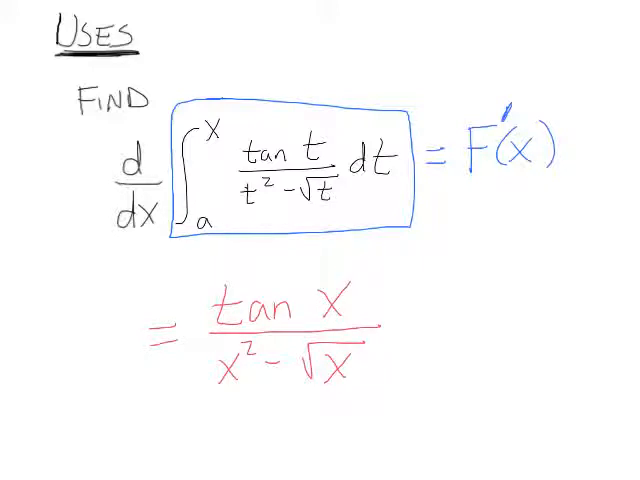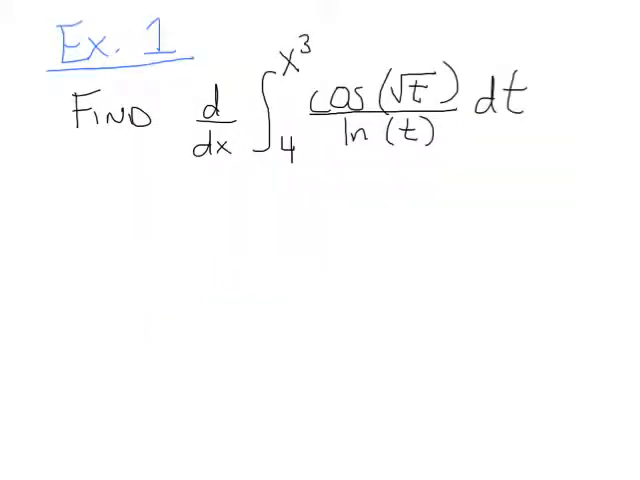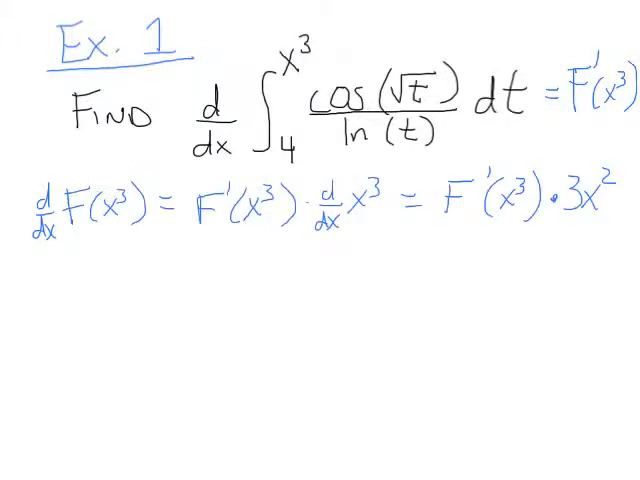Looking at another example, example 1, we notice that we actually have x cubed at the top. So this is a case where this is equal to big F prime of x cubed. And so we have the chain rule, so we know what we can do is stick x cubed in for t. Or let's write this out real quick.